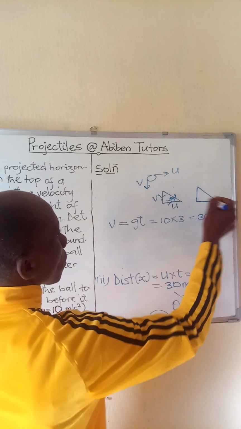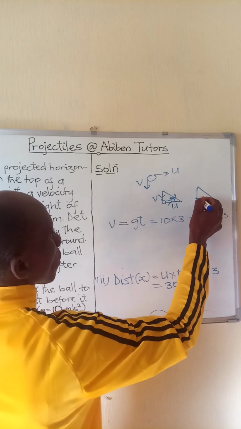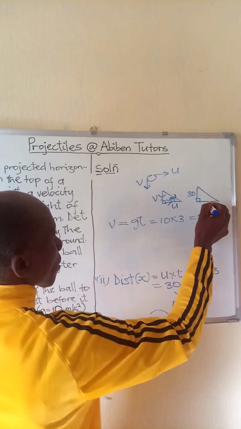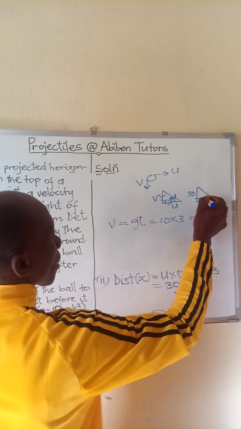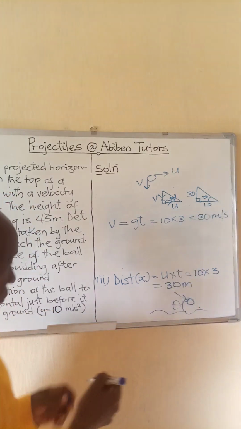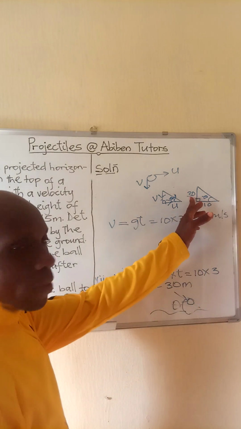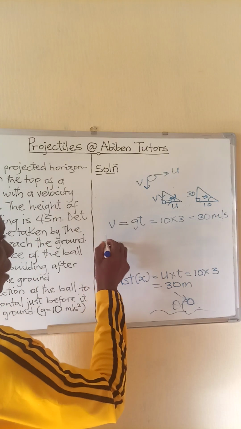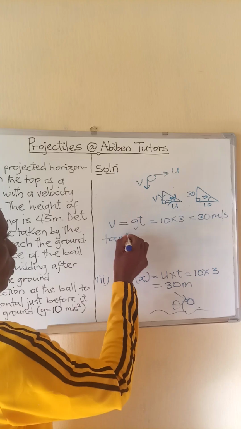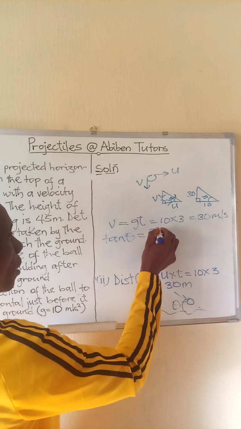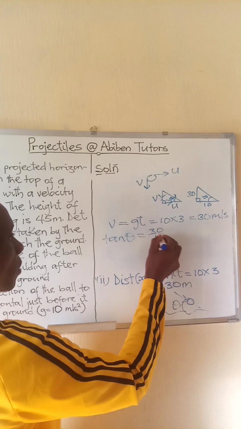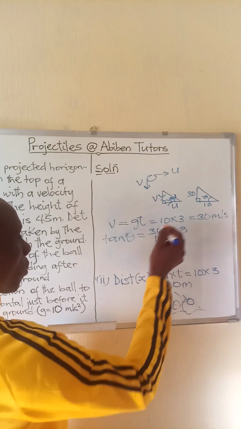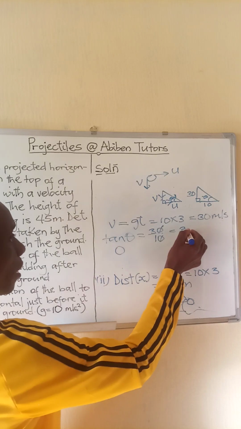It's a right angle triangle, take note. So here is now 30 meters per second, here is 10 meters per second, and here is theta. So what trig ratio shall we use that would make do with the opposite side of the triangle and also the adjacent side? That's going to be tangent. So tan theta equals opposite, which is 30, over adjacent, which is 10. And if you do away with the zeros, we end up having 3. So tan theta equals 3.